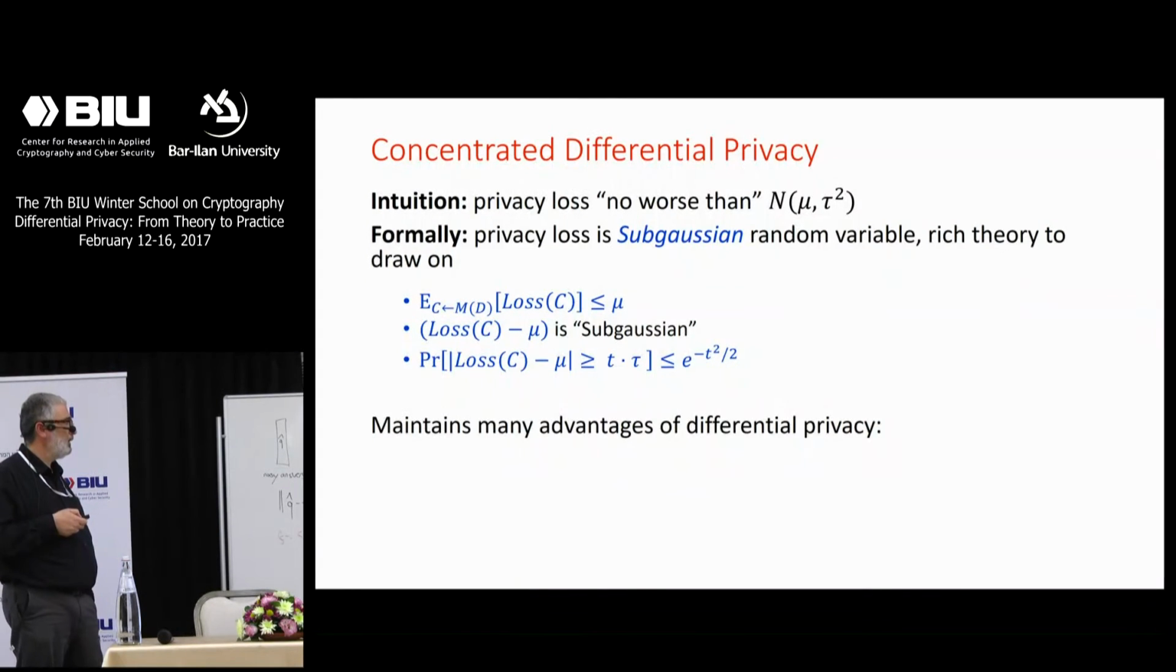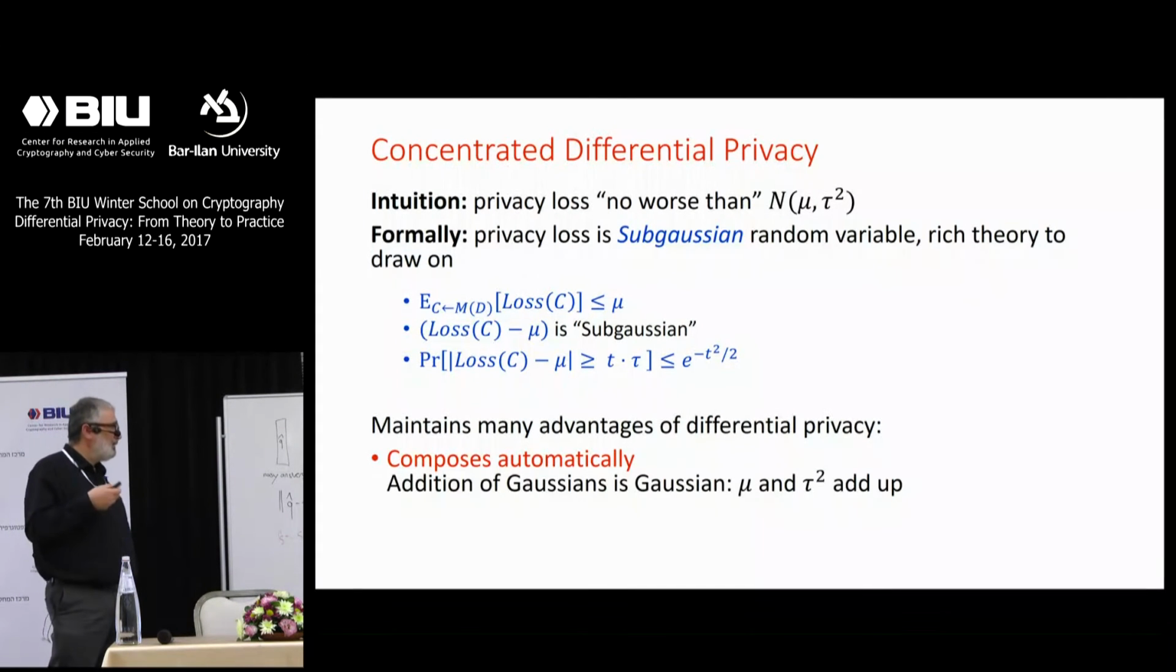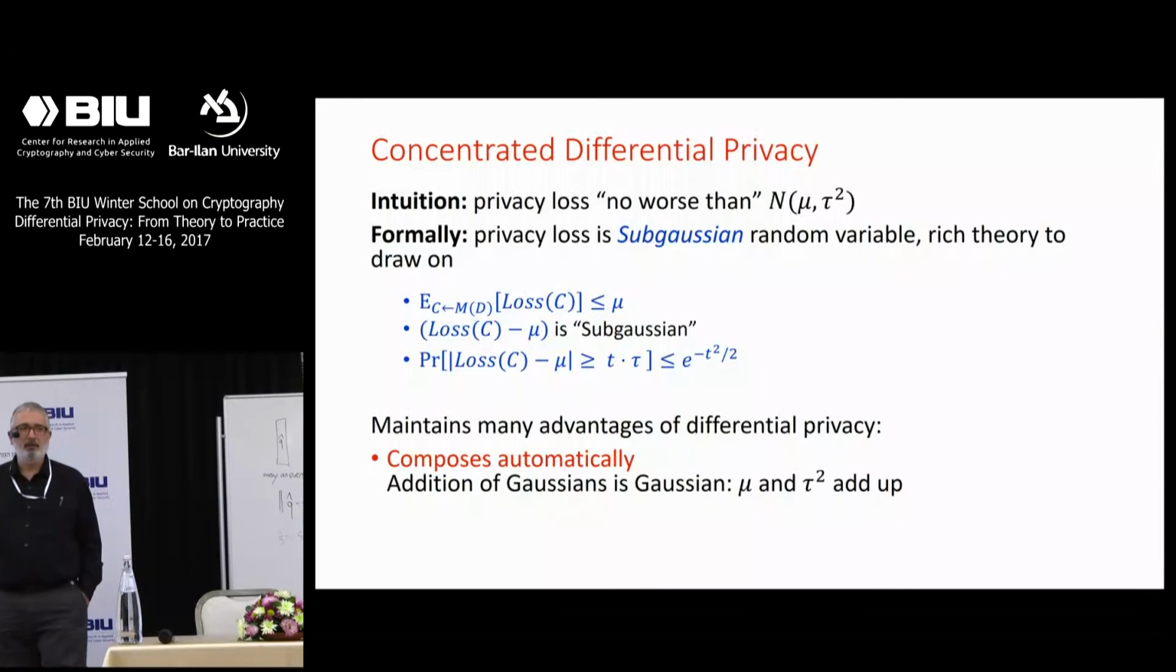Okay? It maintains many advantages of differential privacy. For instance, because when you add up Gaussians, you get a Gaussian, it's really easy to get a composition theorem here. So we get that both the expectation and the variance add up. Okay, so you're getting, in a sense, exactly what we got in the advanced composition theorem, but it's much easier to get that.